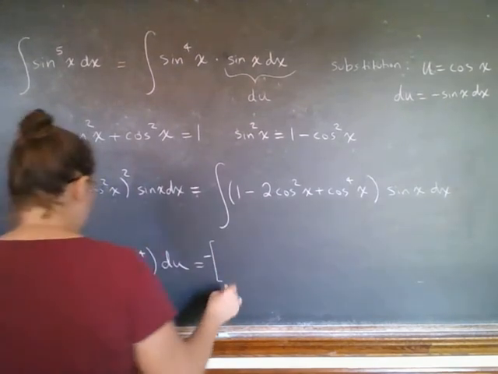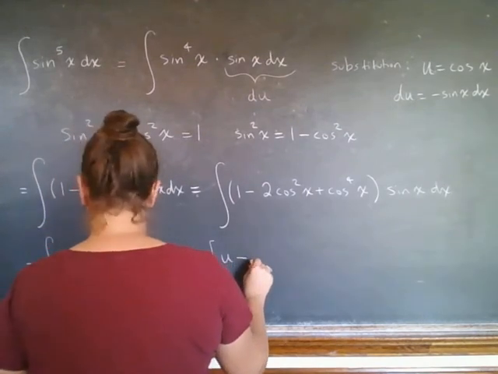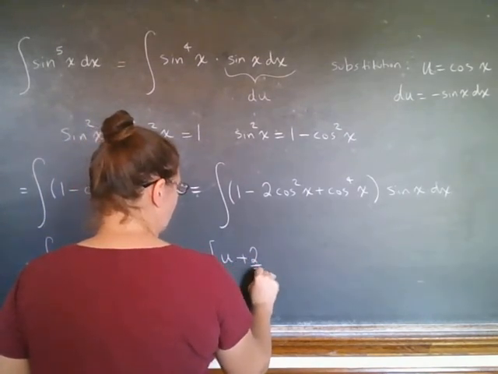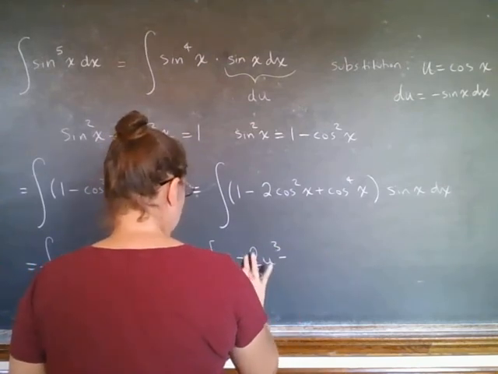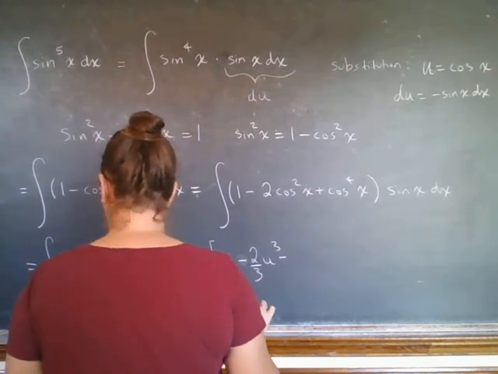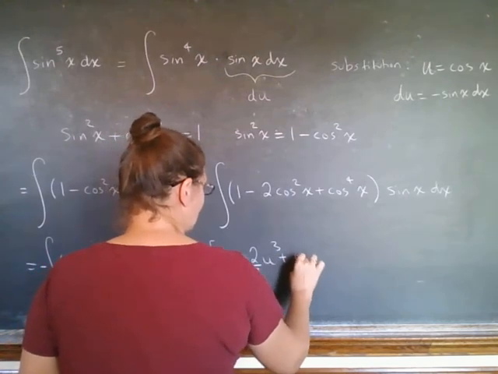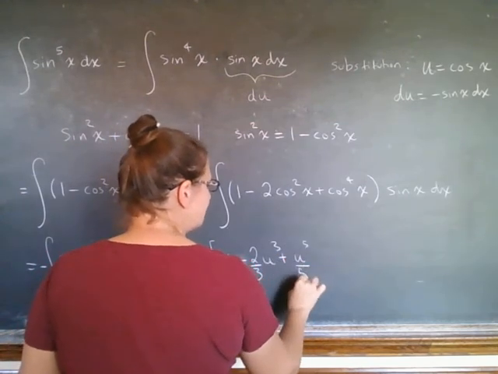Keep my negative. It's going to be u minus 2/3 u cubed plus u to the 5 over 5, right?